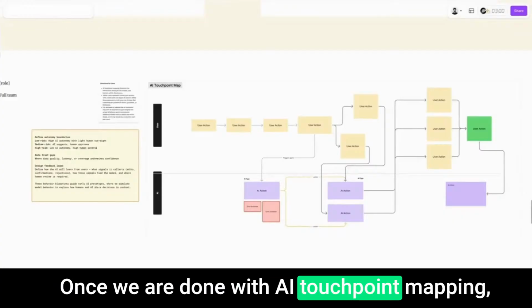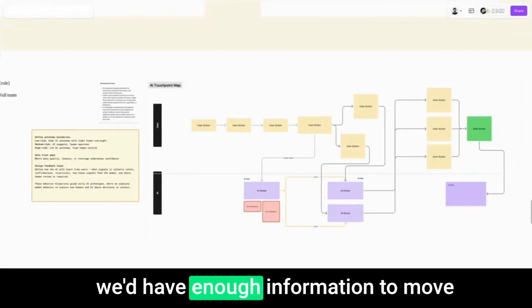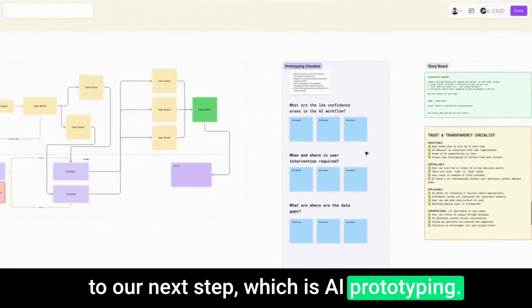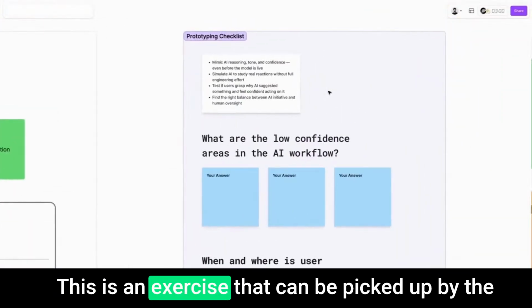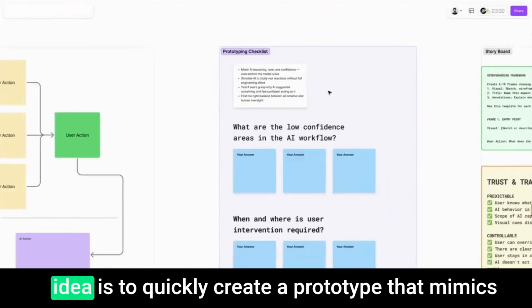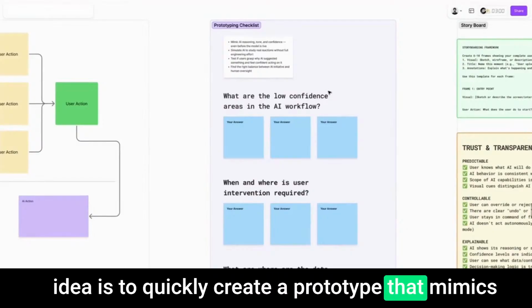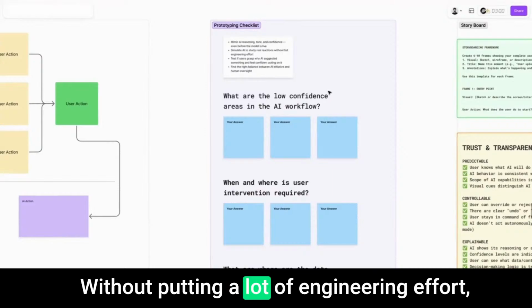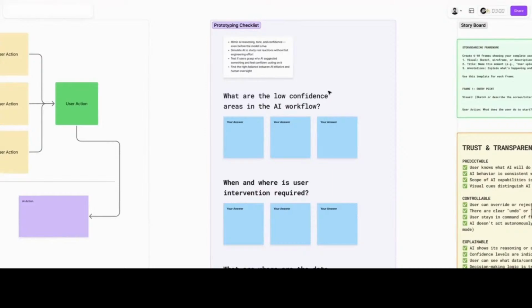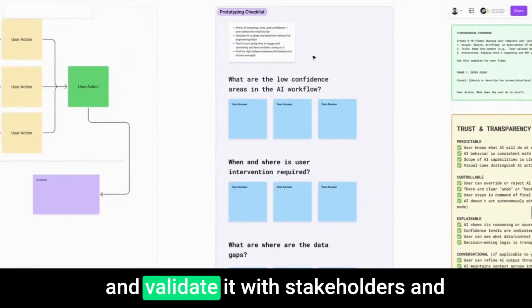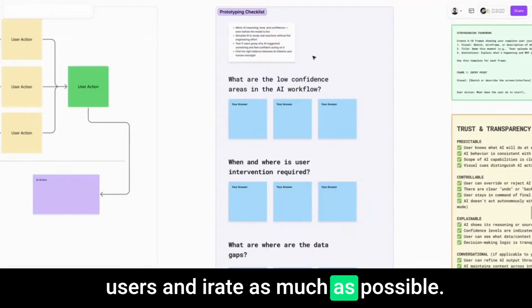Once we're done with AI touchpoint mapping, we'd have enough information to move to our next step, which is AI prototyping. This is an exercise that can be picked up by the design team or the engineering team. But the idea is to quickly create a prototype that mimics AI reasoning, tone, confidence, and workflow without putting a lot of engineering effort. We would quickly create the prototype and validate it with stakeholders and users and iterate as much as possible.